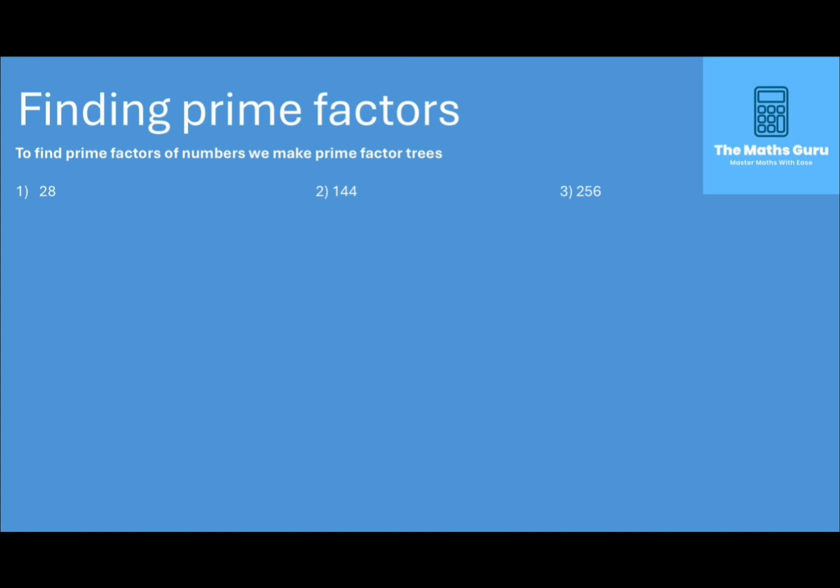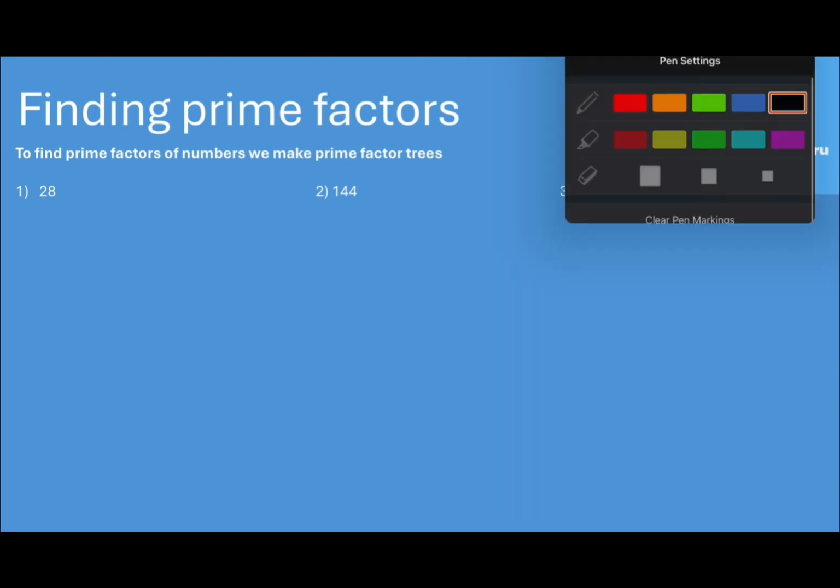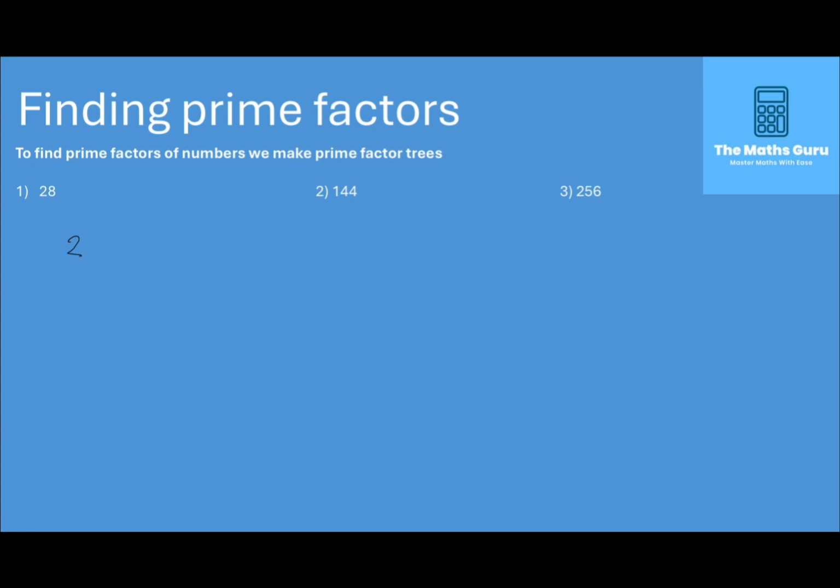Finding prime factors. To find prime factors, we need to make prime factor trees. This is basically a decomposition of each number, dividing the number by certain numbers and creating these prime factor trees. Looking at 28, we start off by writing 28, drawing two lines going down, and we break it up into two numbers that multiply together to get 28. These can be 14 and 2, 7 and 4, whatever you want to go with. I'm going to go with 14 and 2.